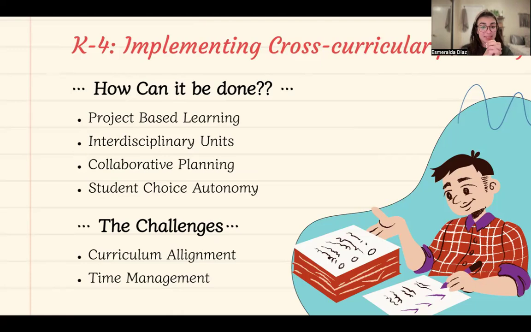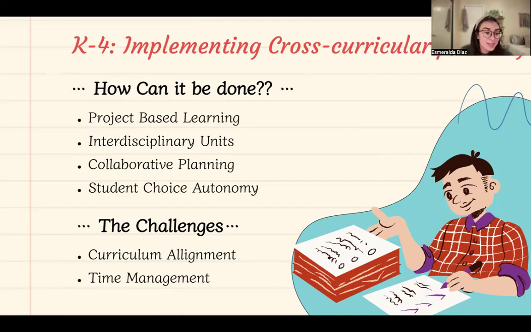And the interdisciplinary units. Creating interdisciplinary units that align with academic standards in multiple subjects. For instance, a unit on environmental science might involve science, the ecosystem studies, and math from understanding the data analysis, especially when it comes to different weathers and brainstorming global warming, and different subjects regarding that area.